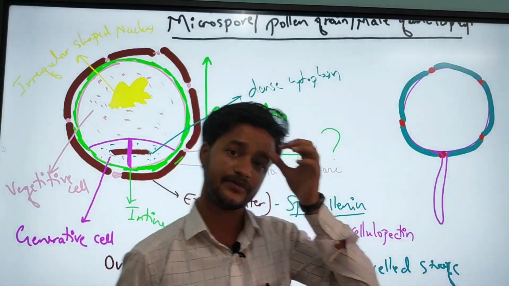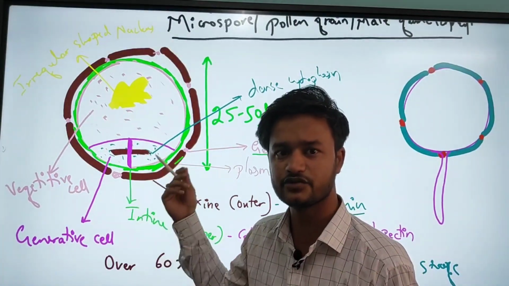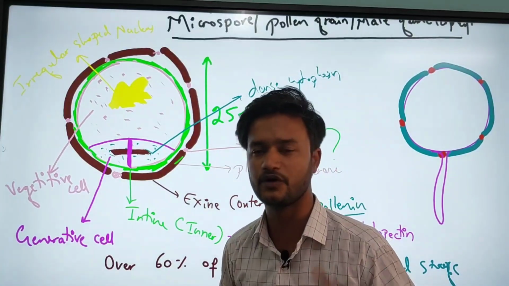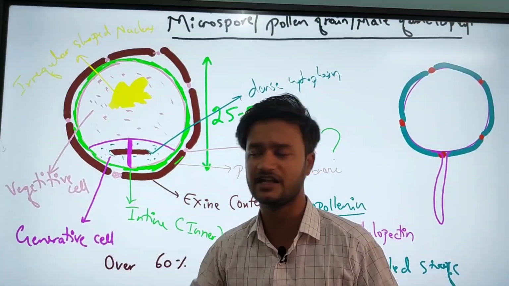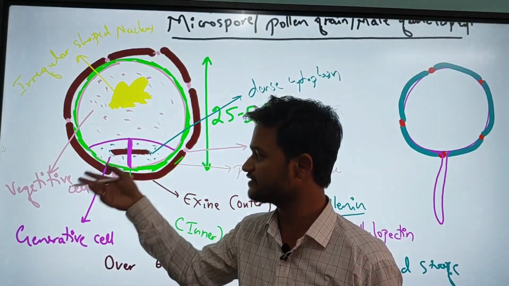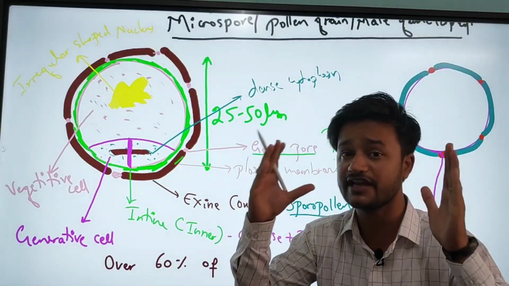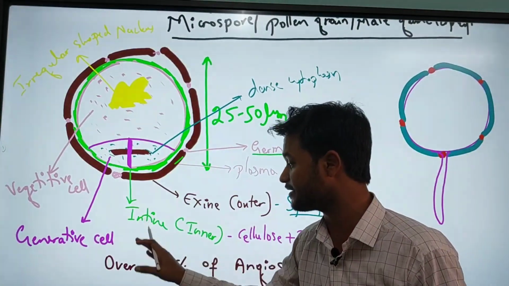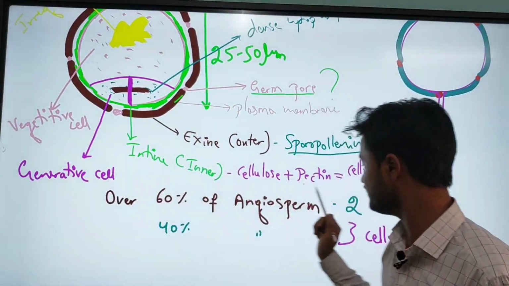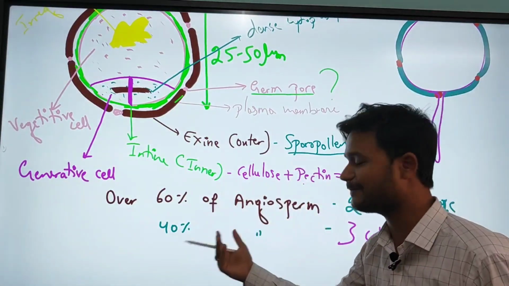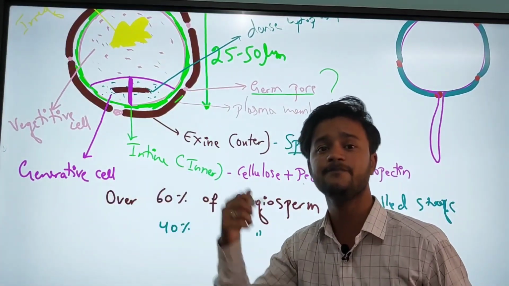So this is about the structure of the pollen grain, right? The size of the pollen grain is 25 to 50 micrometer in diameter. The pollen grain is covered by the outermost exine and the innermost intine, and it consists of two cells, the vegetative cell and the generative cell. Most angiospermic plant species, about 60%, release their pollen grains in the two-celled stage, and the remaining 40% release their pollen grains in the three-celled stage.